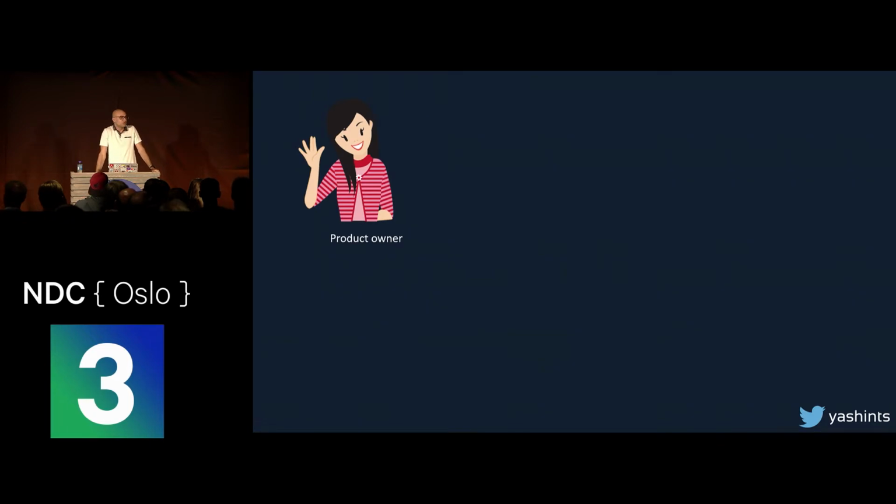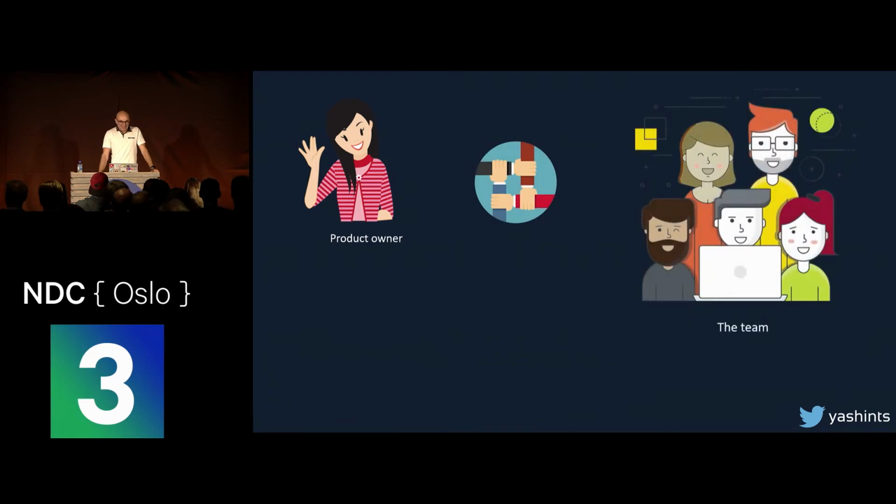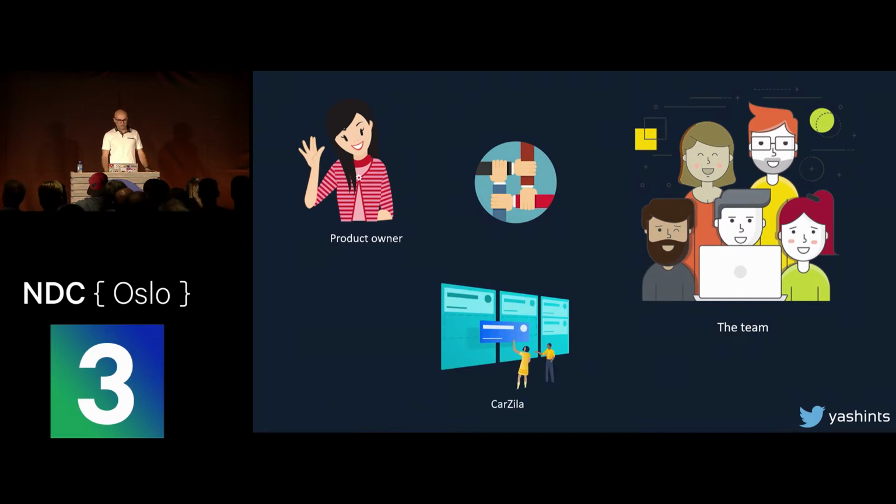So I want to introduce Ali to you. She is a product owner in a company. This is all imaginary, by the way. Don't go look it up. It doesn't exist. She is running a product for a car dealership with her team, which is called Carzilla. I just made that up. If there is a company out there with this name, disclaimer, this is not that. It's completely made up.